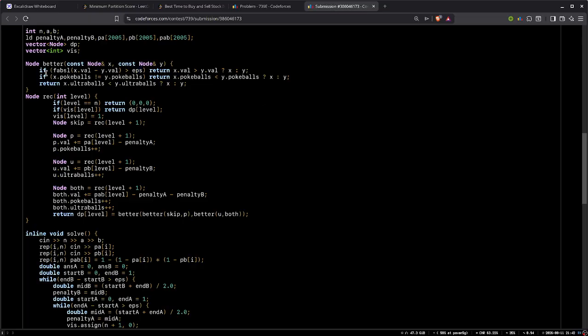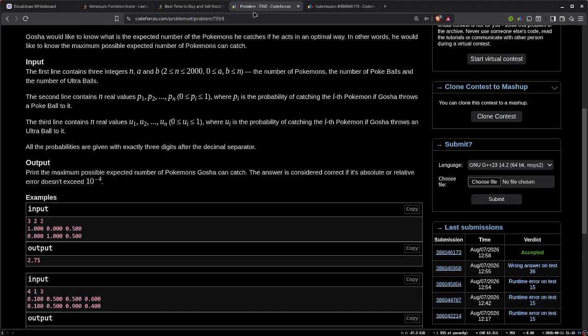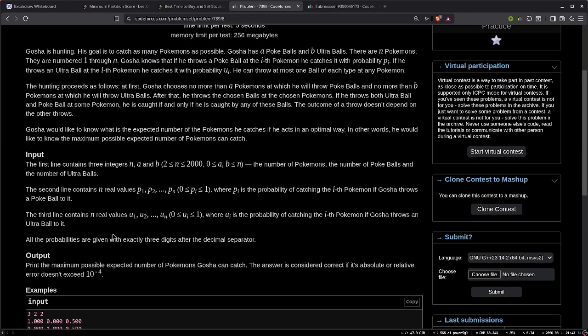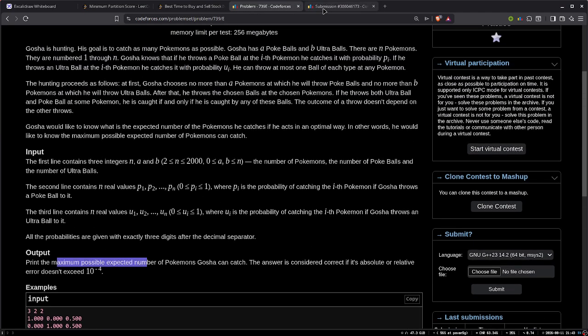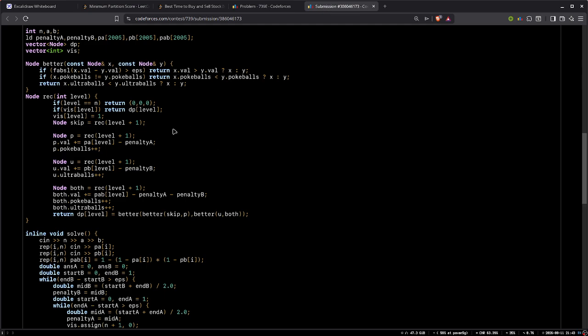So we are saying that if they're almost equal, then yeah, the same comparator, the tie breaking thing. If they're not almost equal and one has a greater value, the other has a smaller value, the greater value would be the answer, since we are being asked the maximum possible expected number. So the greater value would be better. Next, that's the first thing.